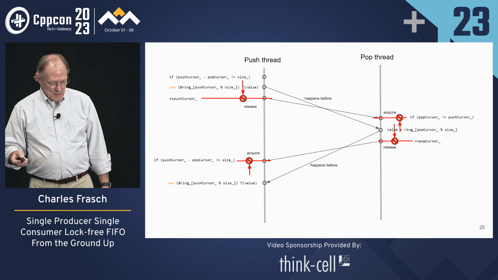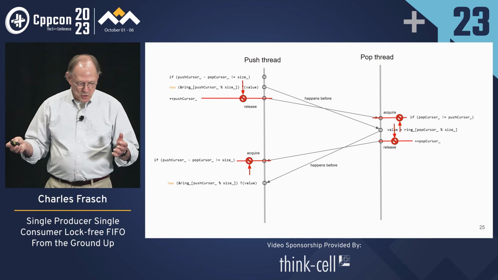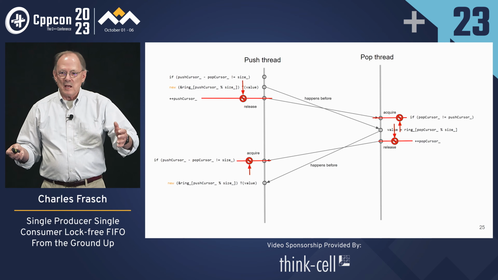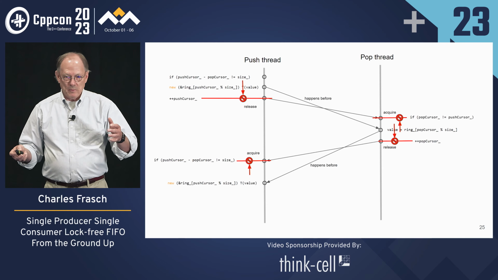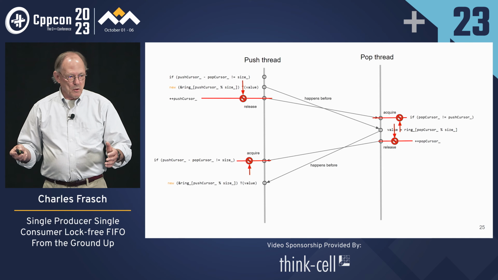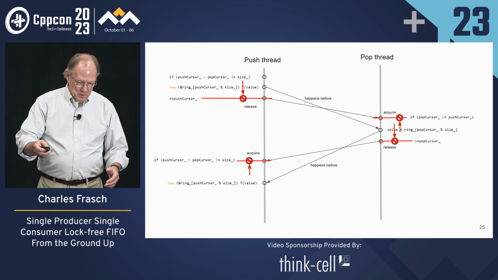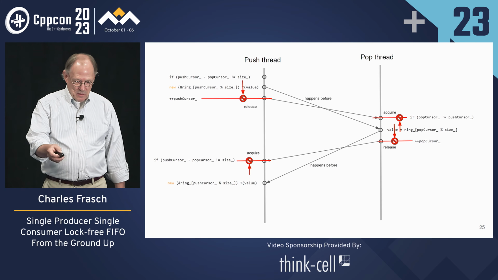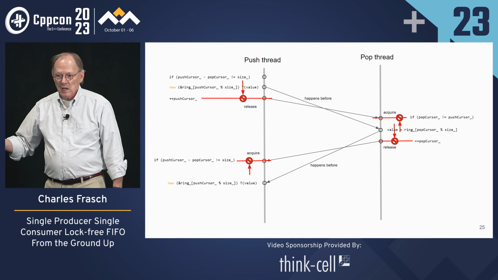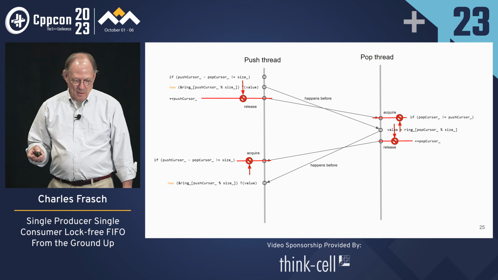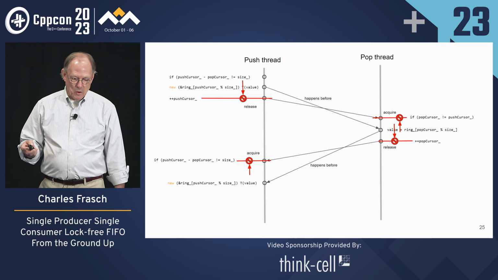That does a couple of things. In addition, that sequenced before relationship assures that none of the operations that occur in program order before the push cursor store get reordered by either the compiler or the processor. And the same thing happens over on the pop thread side. None of those evaluations that occur after the push cursor load can be reordered to occur before the push cursor load.